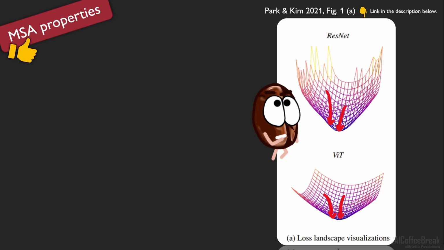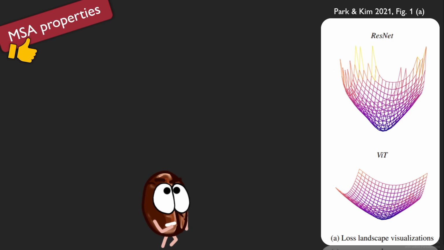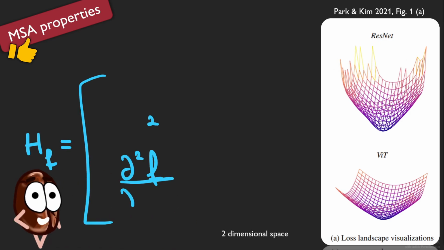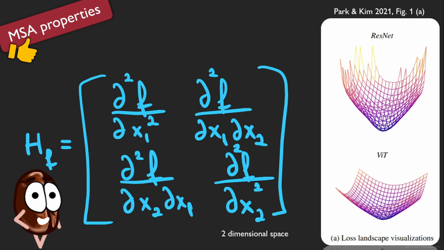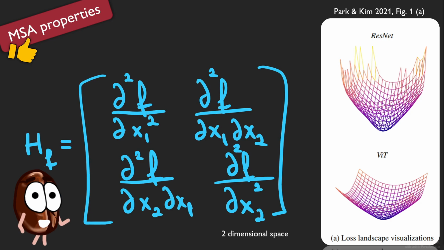But how do the authors know that the landscape is flatter for MSA? Well, they look at the eigenvalues of the Hessian matrix. Short reminder, the Hessian matrix of the loss function is a square matrix containing the second partial derivatives of the loss function. In English, please, we take 2 directions in our high-dimensional space that the loss function lives in and ask how does the change in one direction change with respect to the other direction.